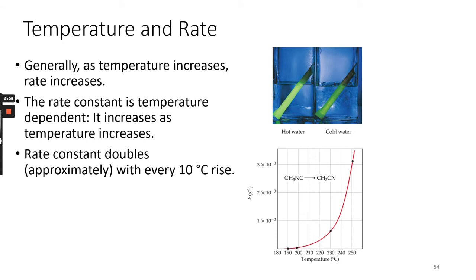So how does temperature affect rate? Well, generally, as the temperature increases, the rate increases. So as temperature increases, your rate is going to increase. The rate constant is temperature dependent. Remember, in our rate law, we had some constant times concentration of A or B or whatever. But this here, K, is your rate constant, in case you forgot. And the rate constant is temperature dependent.